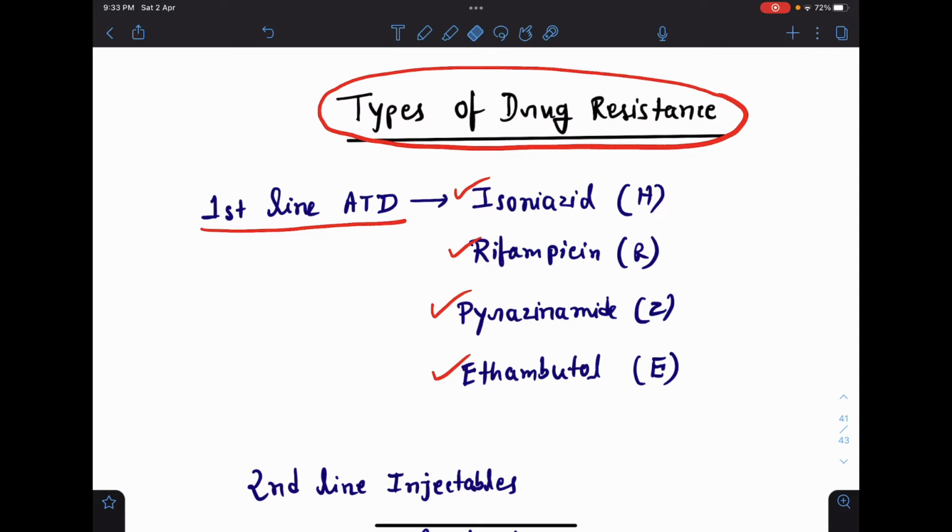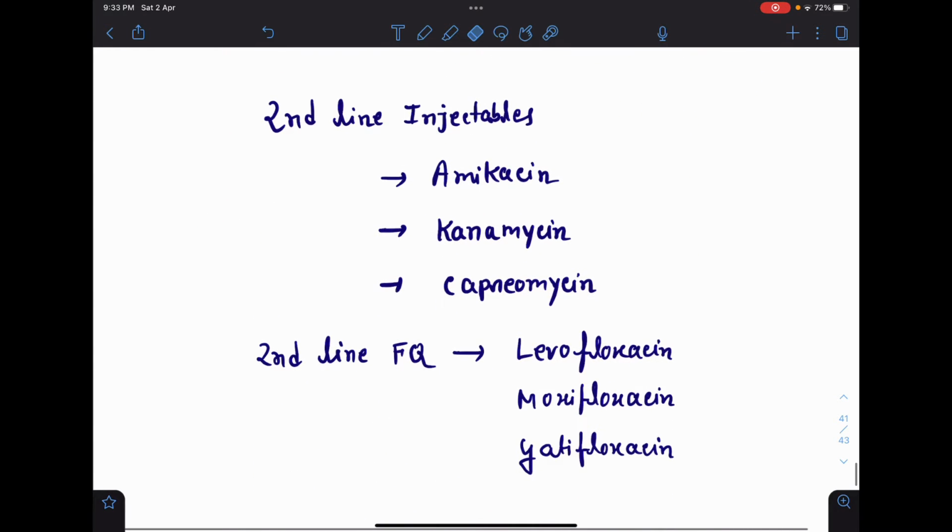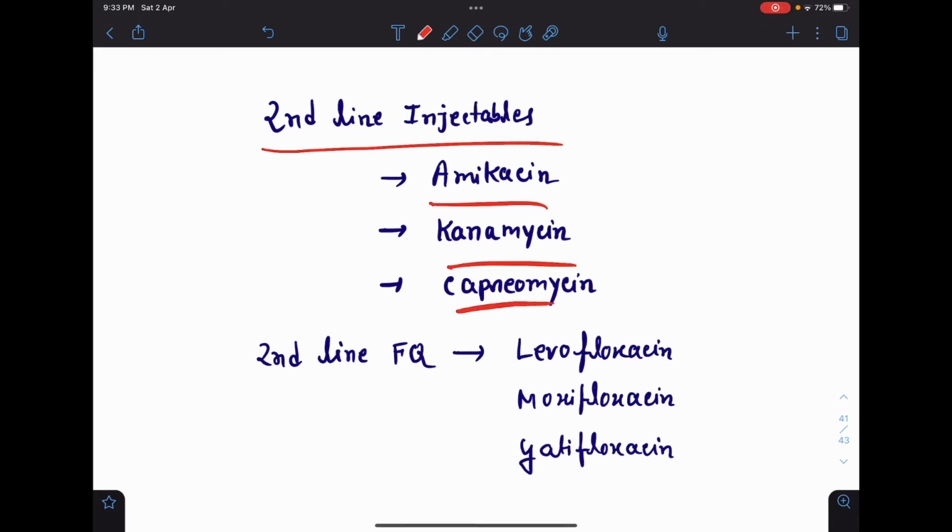And the other drugs which will define the drug resistance are second line injectables. Second line injectables include amikacin, kanamycin and capreomycin. These are the aminoglycosides, okay? And second line fluoroquinolones. Second line fluoroquinolones include levofloxacin, moxifloxacin and gatifloxacin. Okay, we know about drugs.